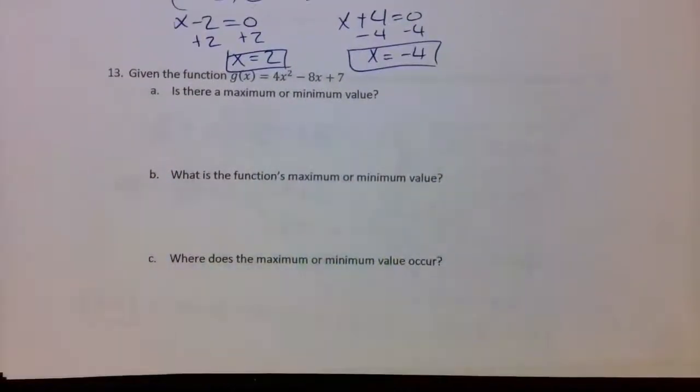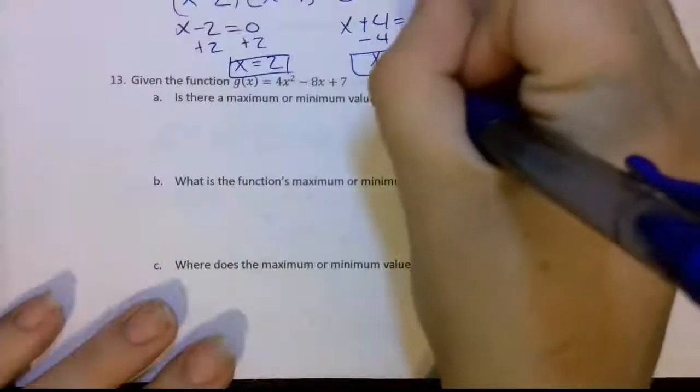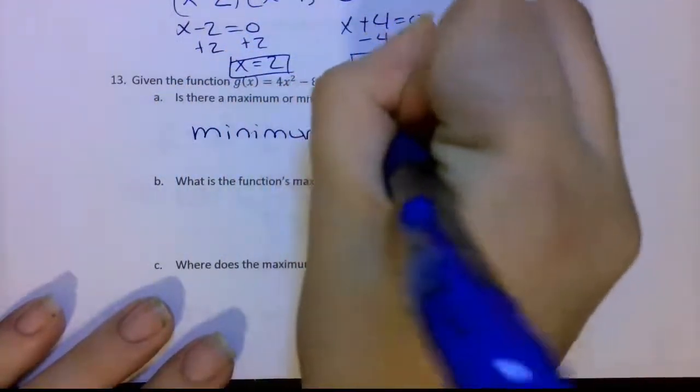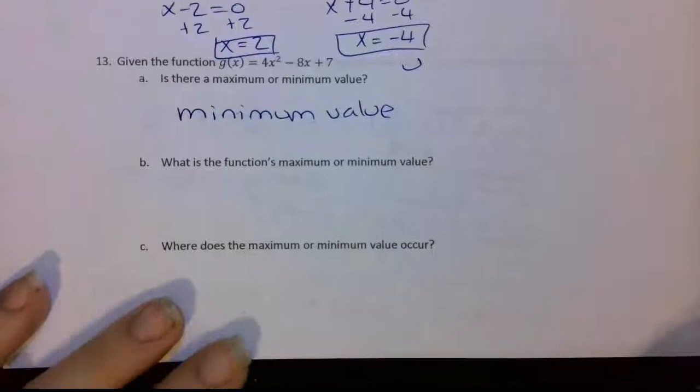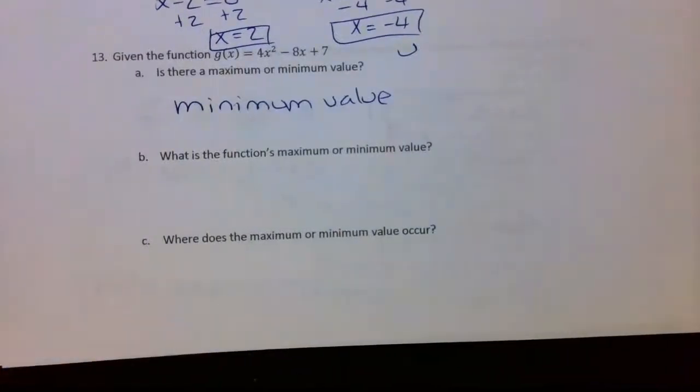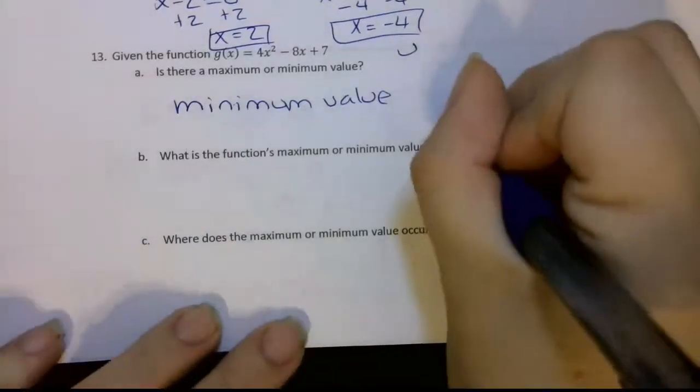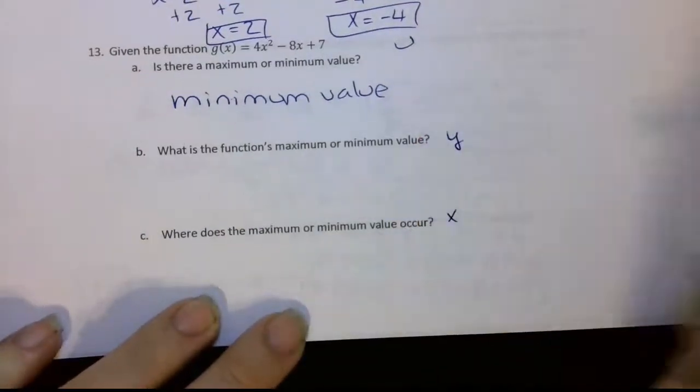Okay, number 13 gives me this function. It wants me to decide if there is a maximum or minimum value here. What I do is if it's positive, which this one is, it's going to be U-shaped. So it's going to have a minimum value. Then it wants me to find the function's maximum or minimum value and where it occurs. So B is looking for the y value, C is looking for the x value.